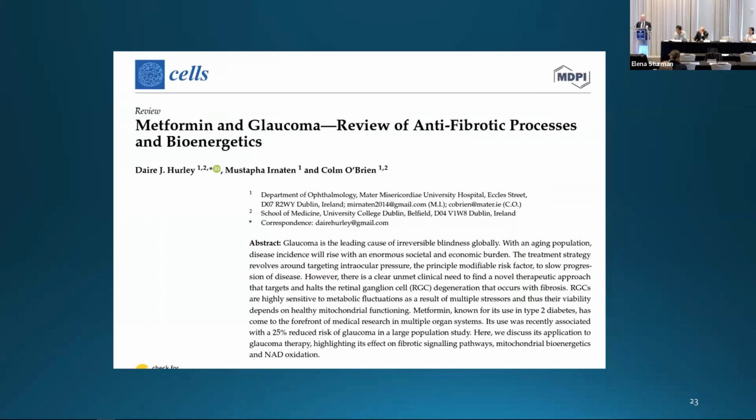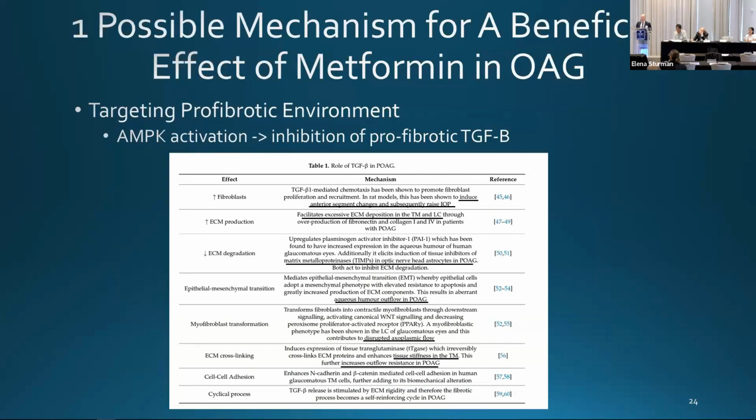We're fortunate that Dr. Colm O'Brien is in the audience here. He and his lab have really done a tremendous amount of work in this area. They've published this great review paper on the antifibrotic processes and bioenergetics of metformin and glaucoma, and he's going to comment a little bit on some of the work he's been doing. This is a table from his review, and one of the potential mechanisms of how metformin may be beneficial is targeting the pro-fibrotic environment.